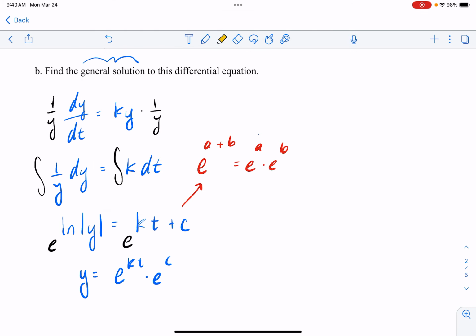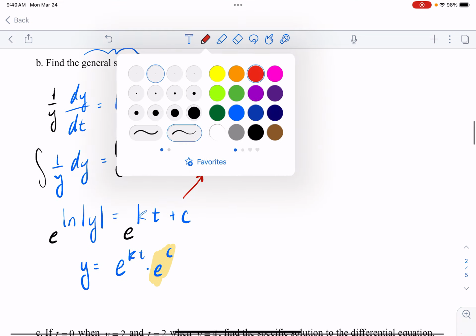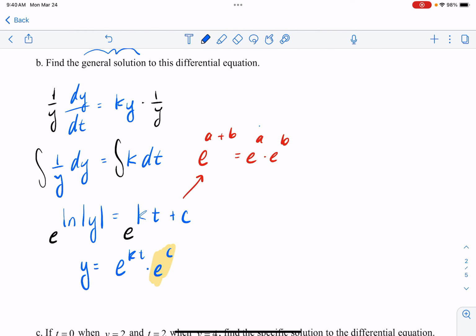Well, what is e to the c? e to the c is e raised to some constant, which is just another constant. So we're going to call that new constant c sub 1. So we have y equals c sub 1 e to the kt. That right there is our general solution to this differential equation.